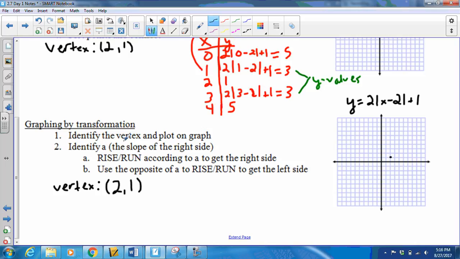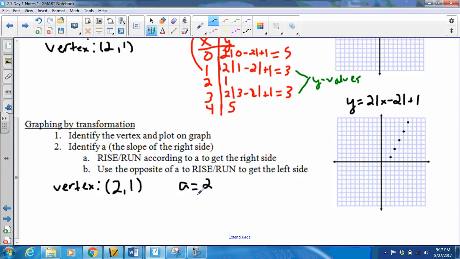In this case, A is the slope of our right side. Okay, so we're going to use our slope to plot the points. So remember, A is the value in front of the absolute value signs, so our A value is 2. So using rise over run, remember slope is rise over run, we go from our vertex, and in this case, our slope is going to be 2 over 1. So we go up 2, over 1. Plot your point. Up 2, over 1, and plot your point again.